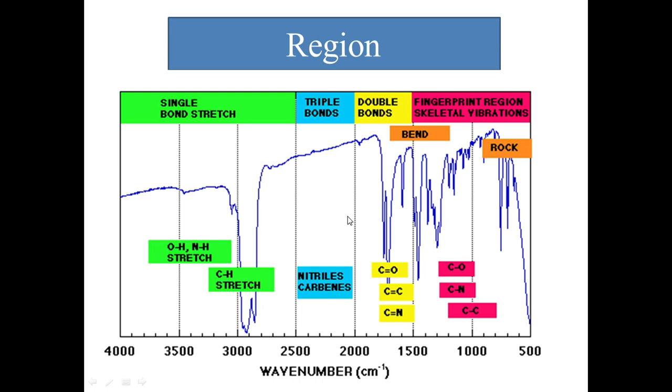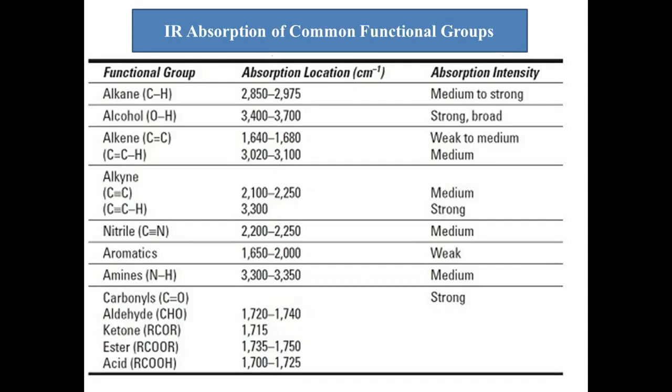If we synthesize a new compound and take the FTIR spectrum, we can easily find out what type of functional group is present in this molecule. We also always look at the fingerprint region. So this is for IR absorptions of common functional groups.